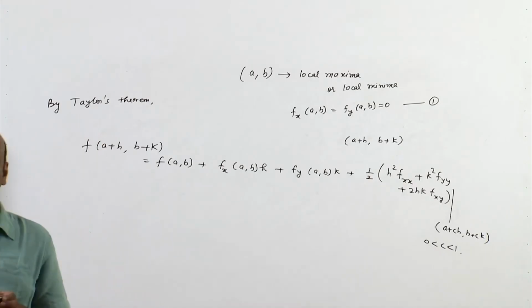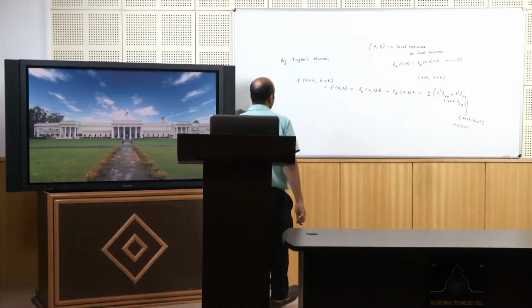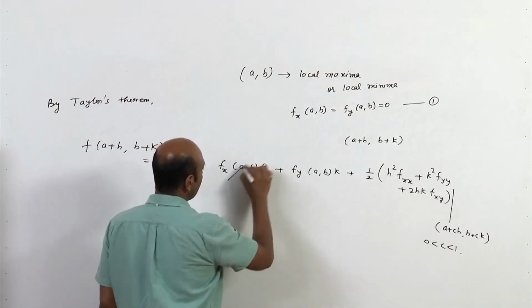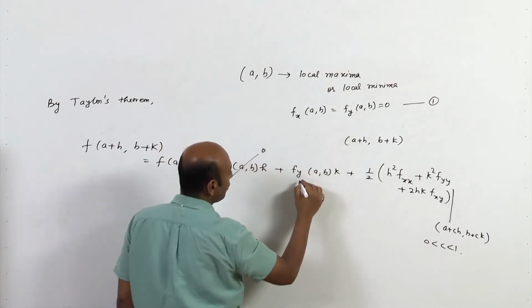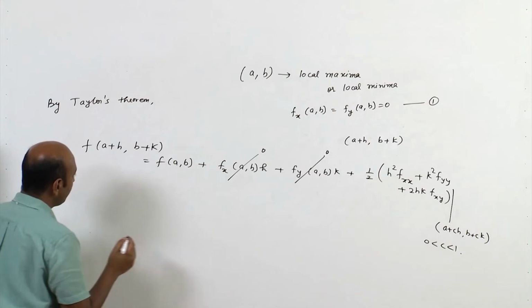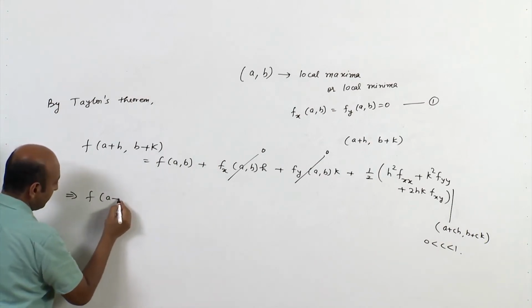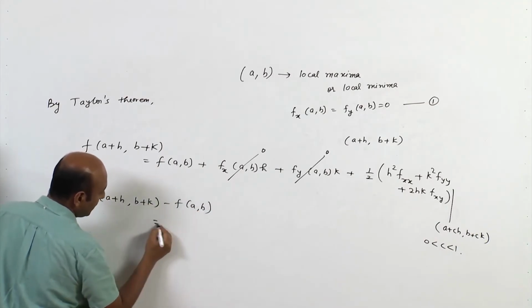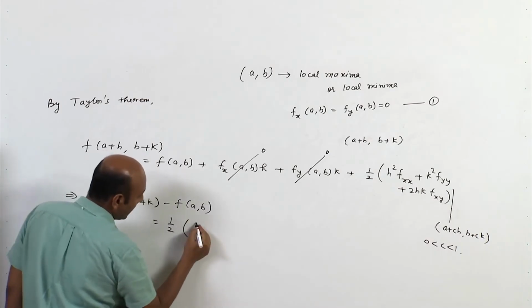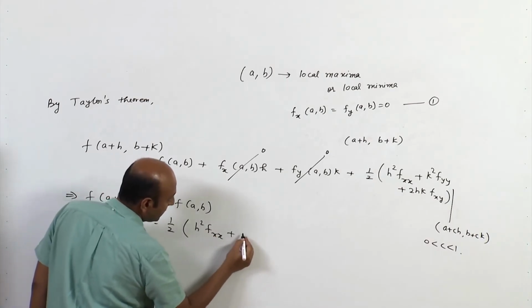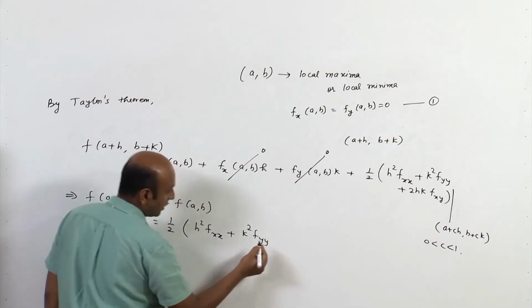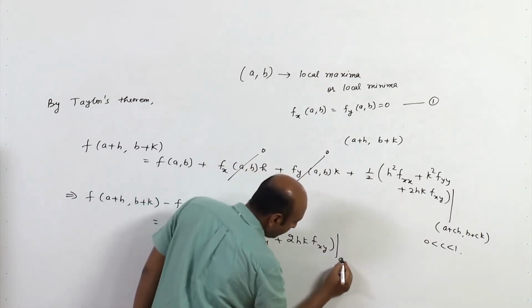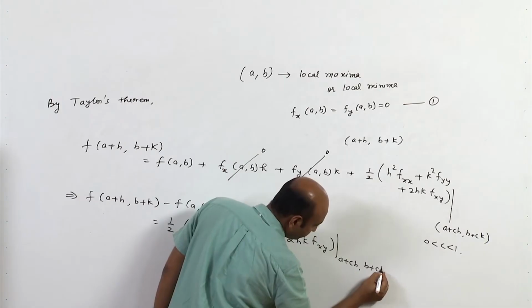So, this is by the Taylor's theorem of two variable functions. f(a+h, b+k) is equal to this result. Now, this is 0 because this point is a point of local maxima or local minima, and this is also 0. So, what we obtain from here? This implies f(a+h, b+k) minus f(a, b) will be equal to 1 by 2 [h² fxx + k² fyy + 2hk fxy] at (a+ch, b+ck).